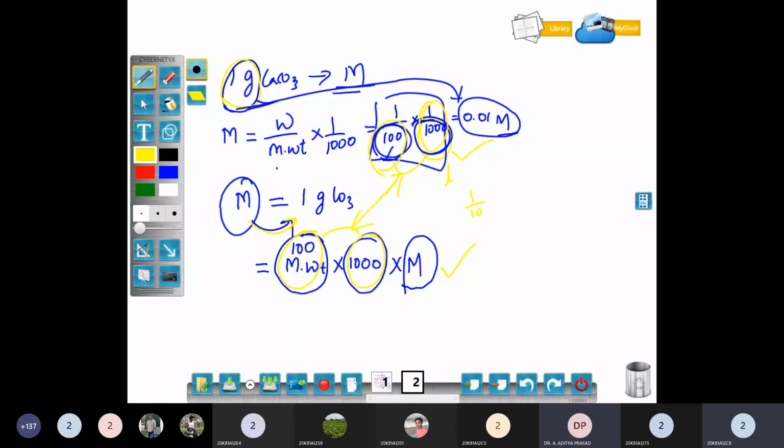Okay, sir. This 1/100 is equal to 0.01. Just liter here. Yes, sir. Clear? Yes, clear, sir.